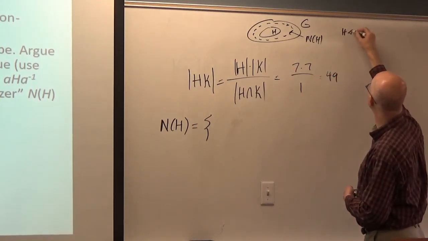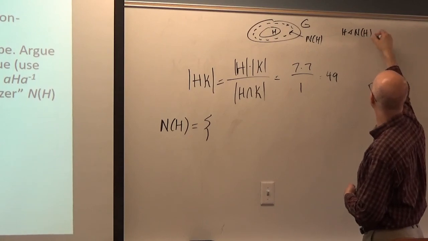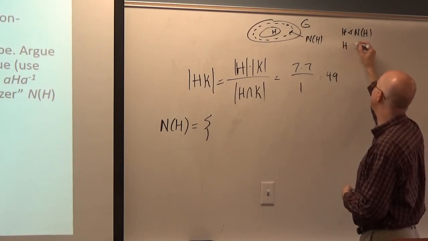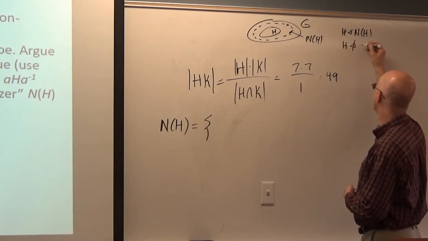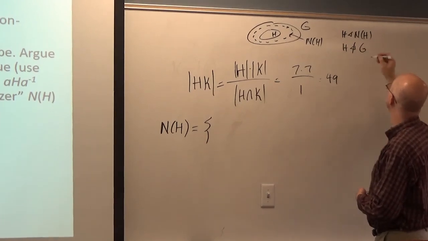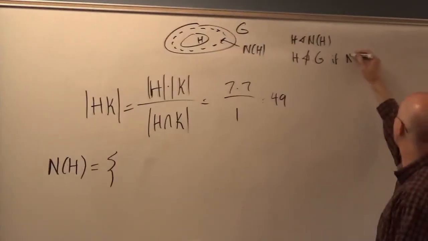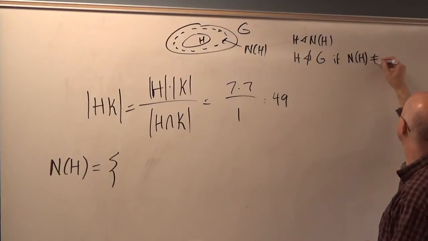So H is going to be normal in the normalizer of H. H may or may not be normal in G. It depends on whether the normalizer equals G. This would be true if the normalizer does not equal G.